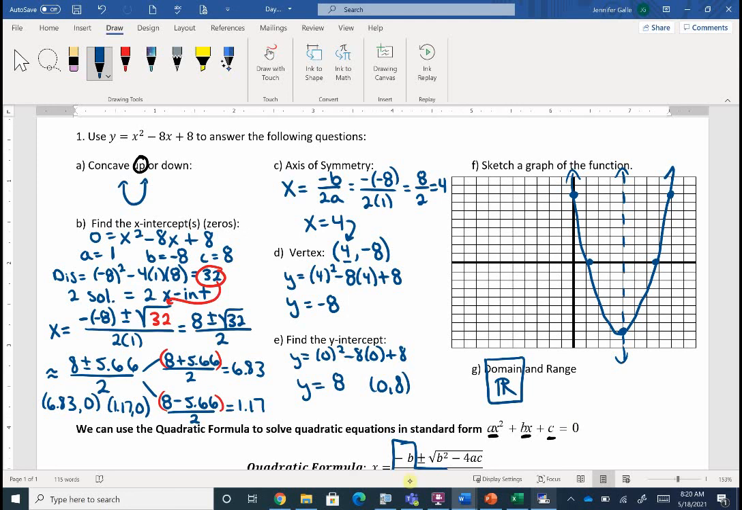The range then relates to y. Our graph opens up, so we're greater than or equal to. And guys, be very careful. This is the y value from the vertex. It's not the y-intercept. It's the y value from the vertex. We've been using that ever since we started graphing these last unit.